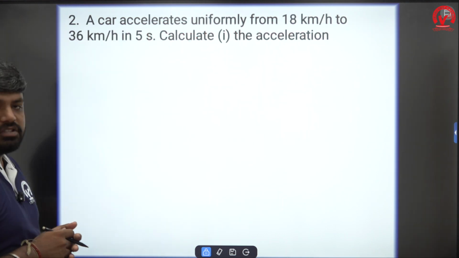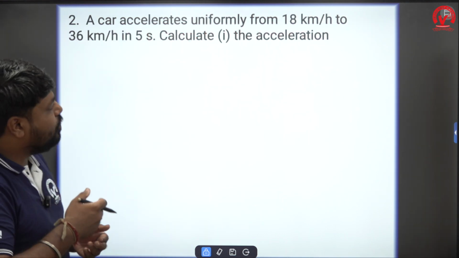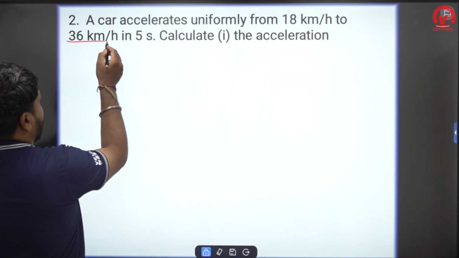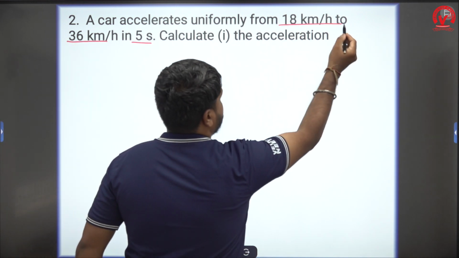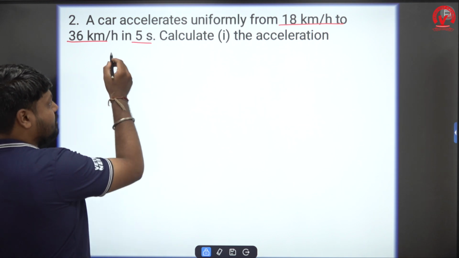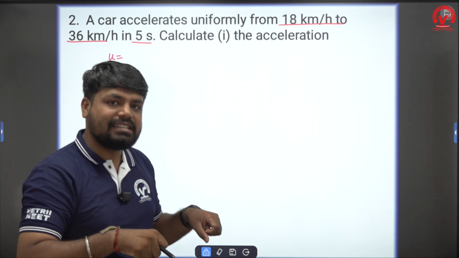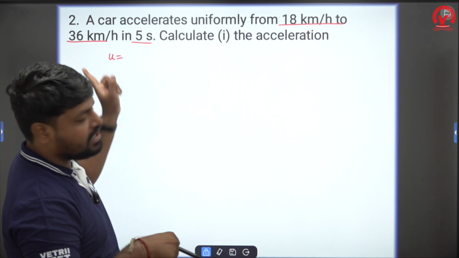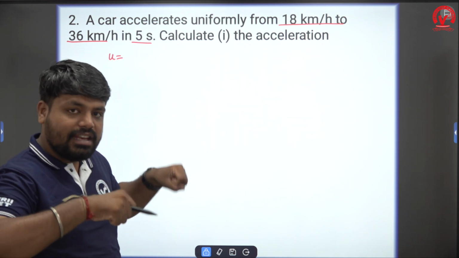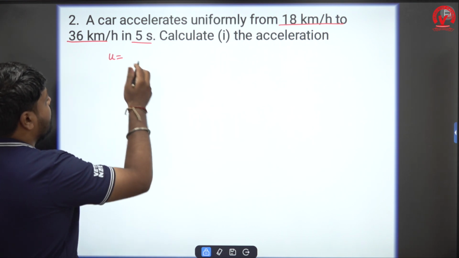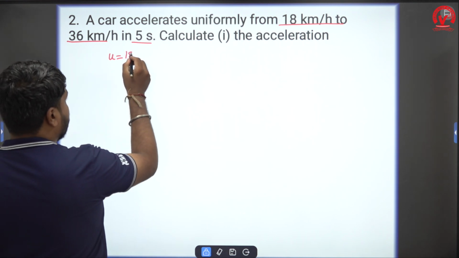Okay, see the second question. A car accelerates uniformly from 18 km per hour to 36 km per hour in 5 seconds. So it is not in SI units. The car accelerates, meaning it increases its speed from 18 to 36. So what is the initial velocity? 18 km per hour. What is the final velocity? 36 km per hour.